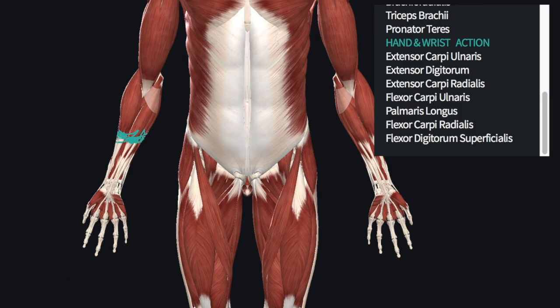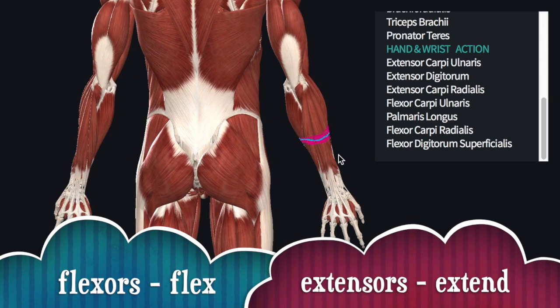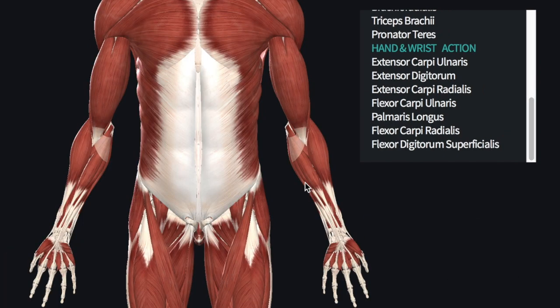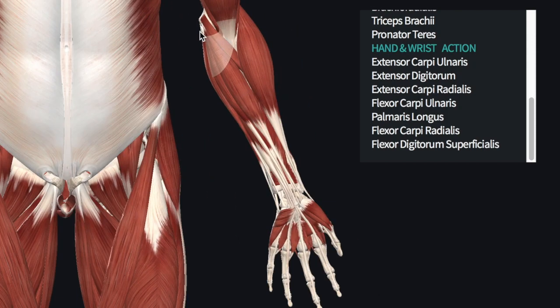The muscles that we'll be exploring next are those that are involved in acting on the hand and wrist. All of these muscles can be found on the forearm. The muscles of the anterior side will all be involved in flexion, and those here on the posterior side will all be involved in extension. We'll begin by looking at the muscles of the anterior side involved in flexion. We'll start by looking on the medial side, and then we'll work our way out laterally.